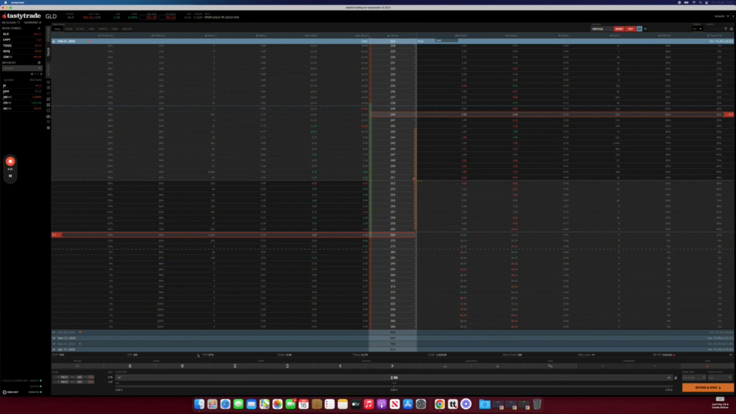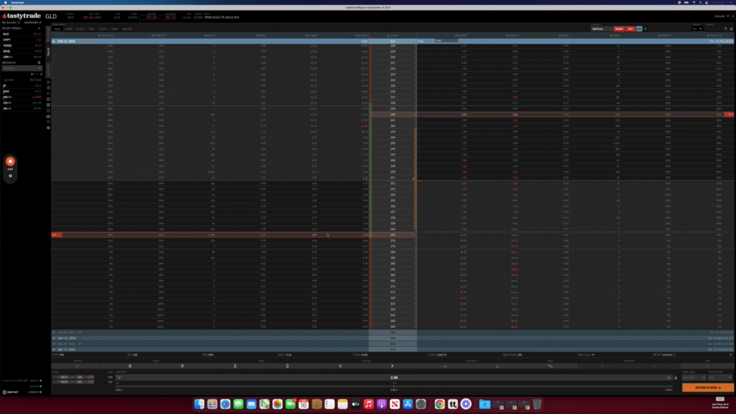So we've got a 74% chance of keeping 100% of the premium, and an 87% chance of keeping 50% of the premium. So we're looking at very, very high probabilities of success straight away. That's before making any adjustments if a position moves against us or anything like that.